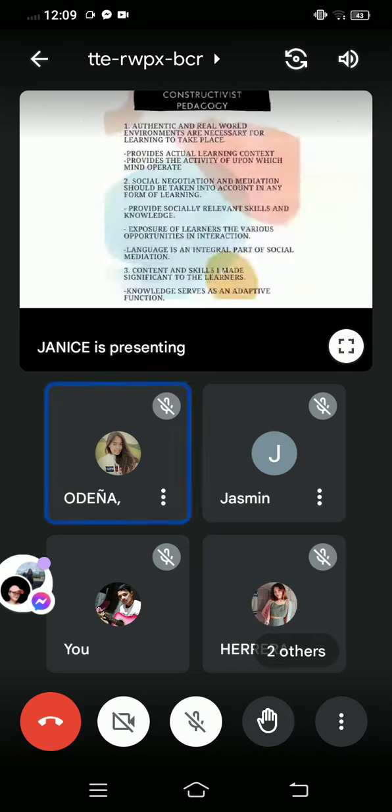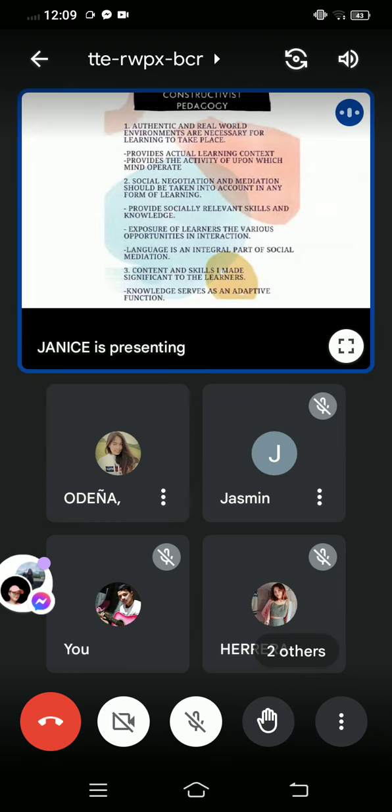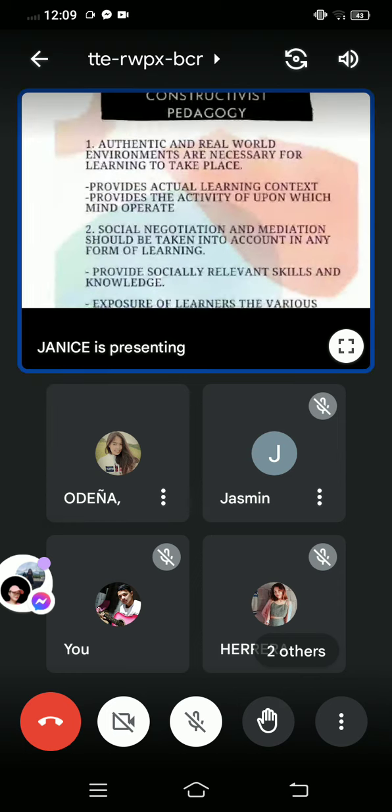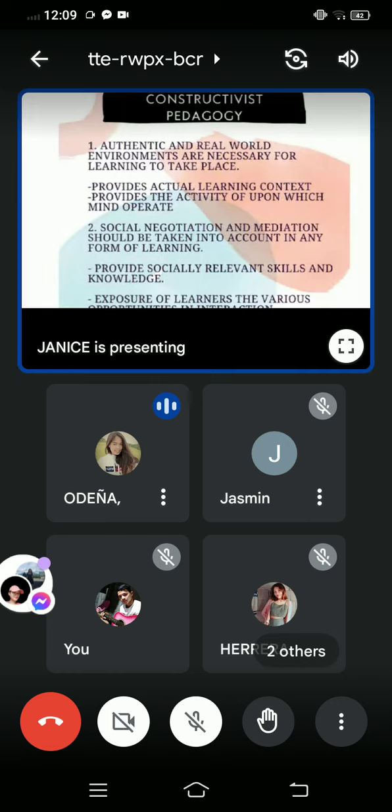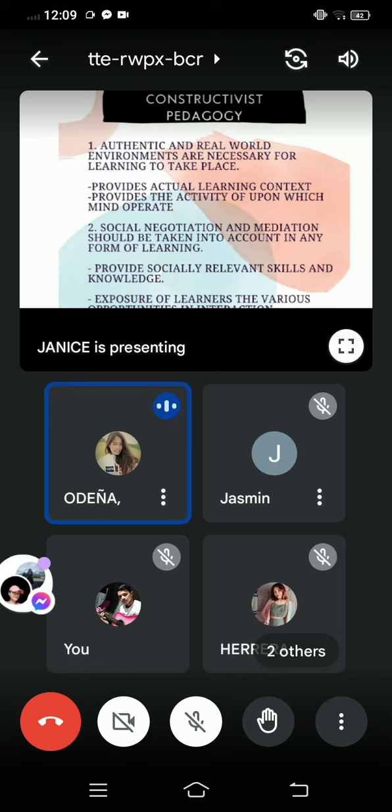Next slide po. Constructivist pedagogy. So, when we say pedagogy, ibig sabihin po, ito yung teaching or practice sa pagtuturo or method of teaching and practices. So, number 1, authentic and real-world environments are necessary for learning to take place. It provides actual learning context, provide activity upon which mind operates.